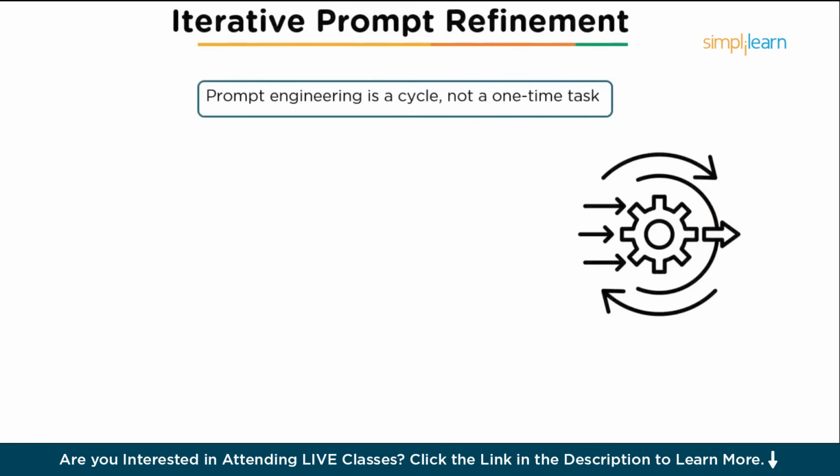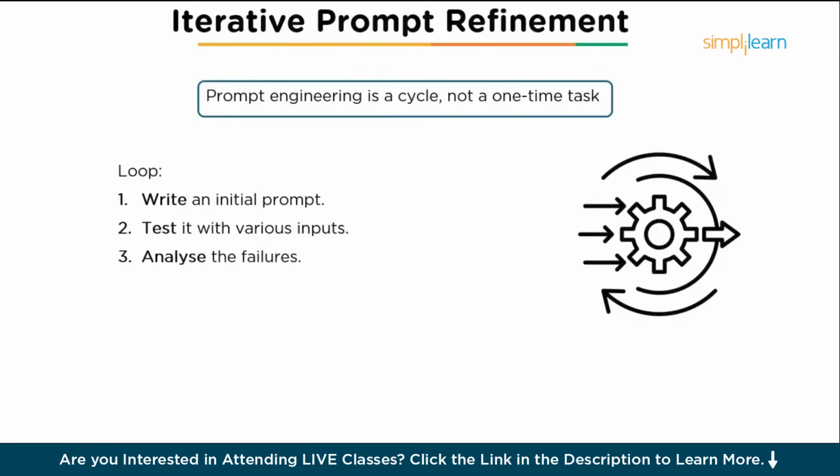Understanding that prompt engineering is a continuous cycle, not a one-time task, is fundamental for achieving optimal results with AI models. This iterative prompt refinement process involves a systematic loop. First, you write an initial prompt, then you test it with various inputs to see how it performs across different scenarios. Next is to analyze the failures, or areas where the response didn't meet expectations. Based on the analysis, you'll refine the prompt to address those shortcomings, and finally, you repeat this entire process until the prompt consistently yields the desired high-quality outputs.